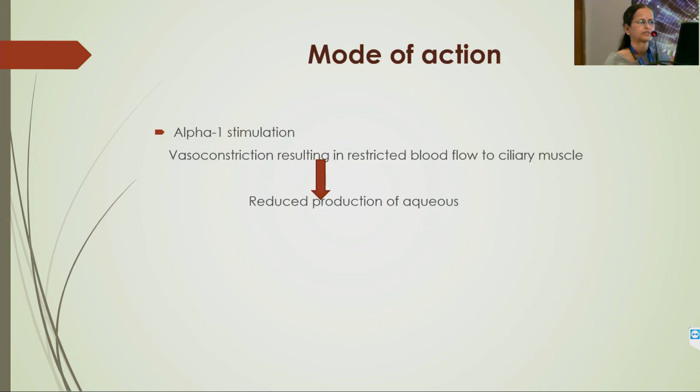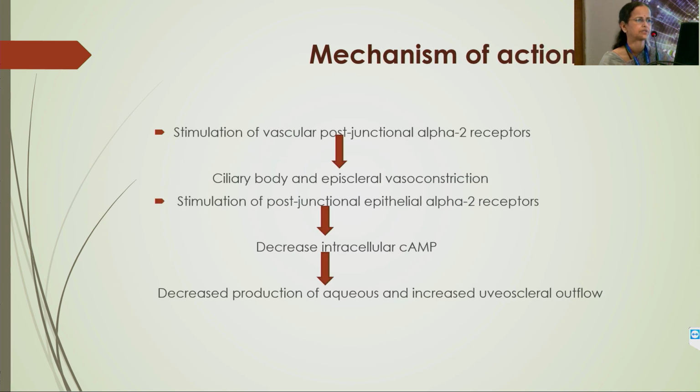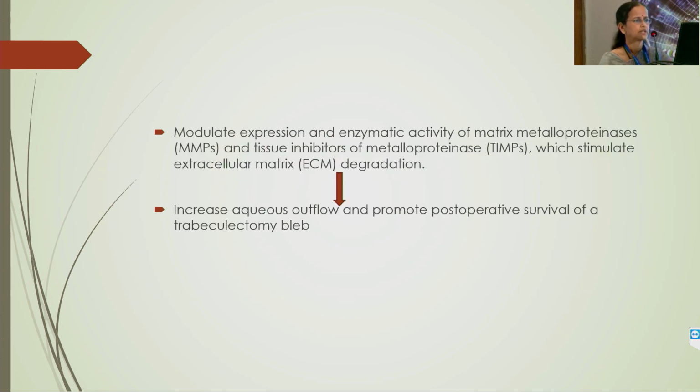So what is the mode of action? Alpha-1 stimulation causes vasoconstriction, resulting in restricted blood flow to the ciliary muscle, thereby reducing aqueous production. Whereas with alpha-2, the vascular post-junctional alpha-2 receptor action causes vasoconstriction in the ciliary body and the episcleral vessels, so there is a reduction in production. Also, stimulation of the post-junctional epithelial alpha-2 receptor decreases intracellular cyclic AMP and decreases the production of aqueous and increases the uveoscleral outflow.